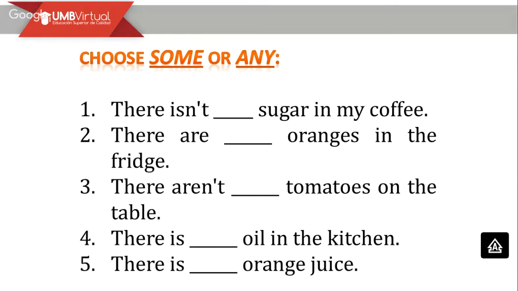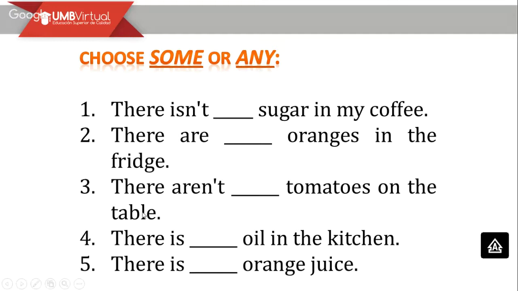All right? There isn't sugar in my coffee. There are oranges in the fridge. There aren't tomatoes on the table. There is oil in the kitchen and there is orange juice. All of them are missing some information right there. There isn't any sugar in my coffee. Why? Because in this example, we're referring to something that is negative. There are some oranges in the fridge. Why? Because it's a positive statement. There aren't tomatoes on the table. There aren't any tomatoes on the table.